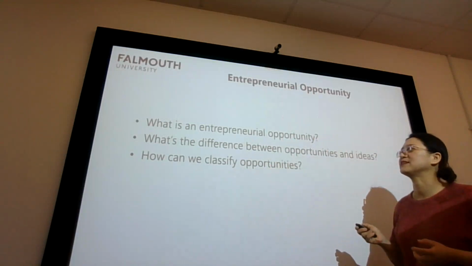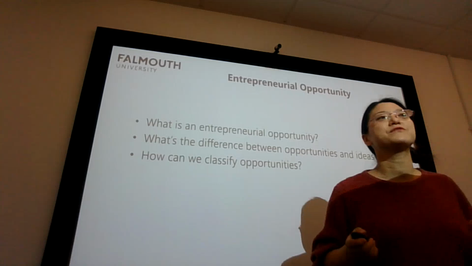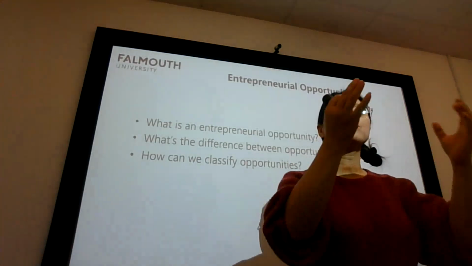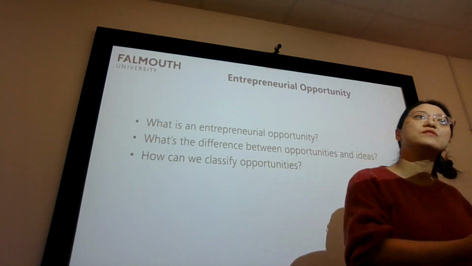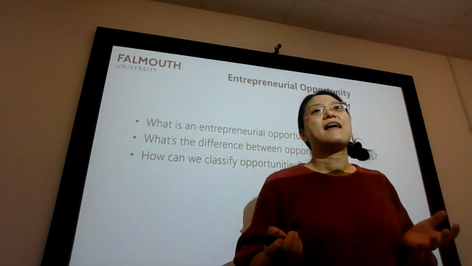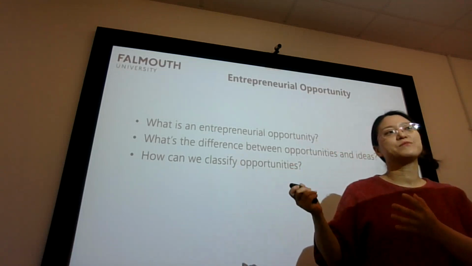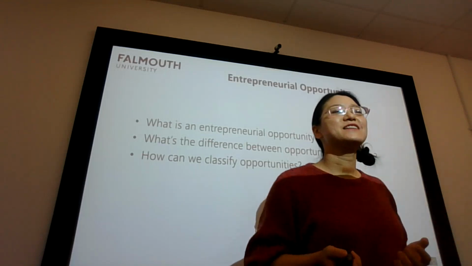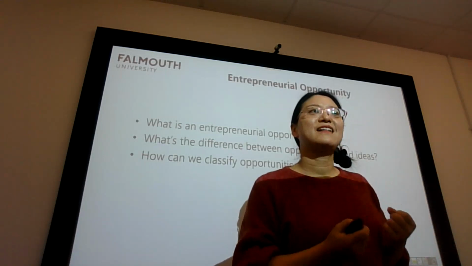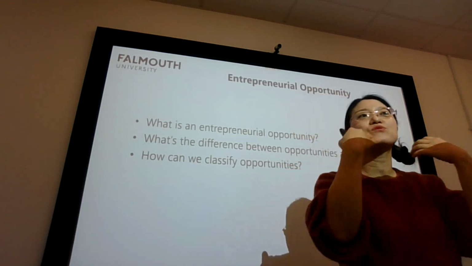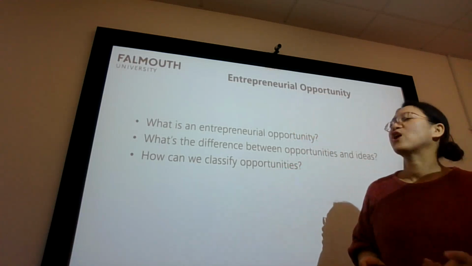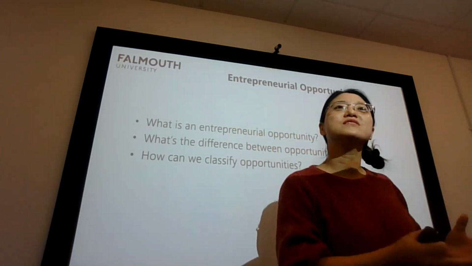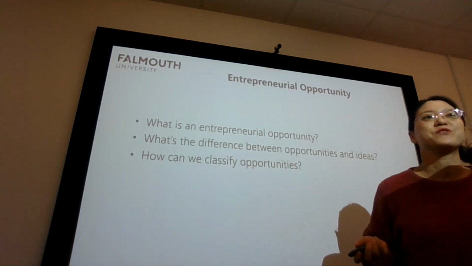Then we classified opportunities. We use a quadrant to classify them into types. If we don't know the problem and we also don't know the solution, we call it dreaming. If we identify the problem but don't know the solution, we call it problem solving. If we have the solution, like the technology, but we don't know how to apply it, we call it technology transfer. And the last one, we know both the problem and the solution, we call it business formation.